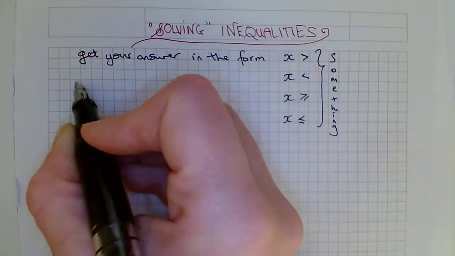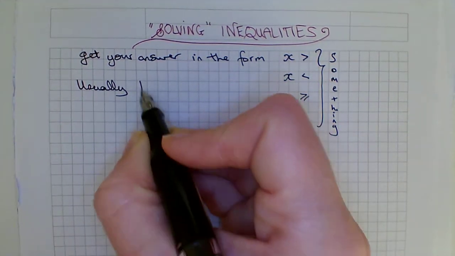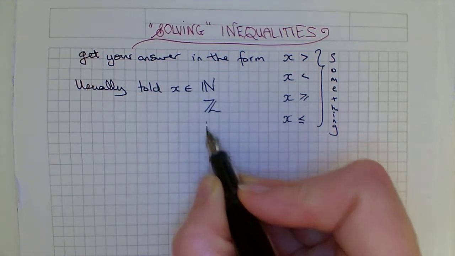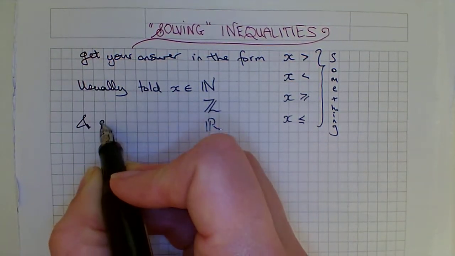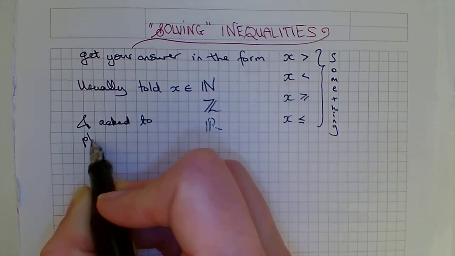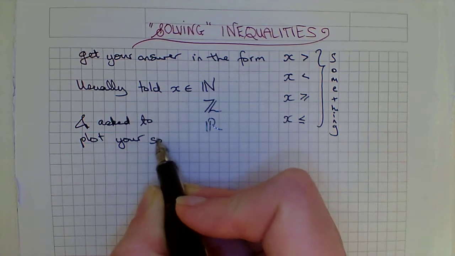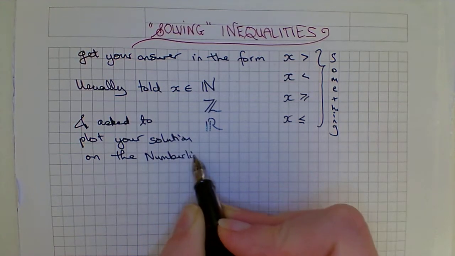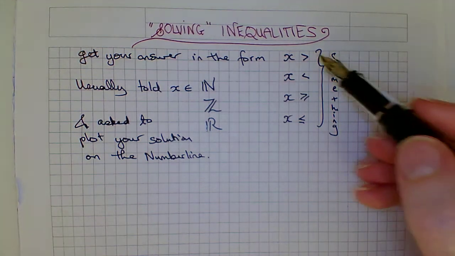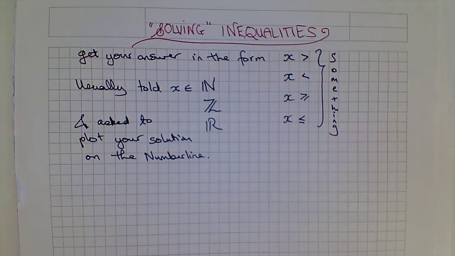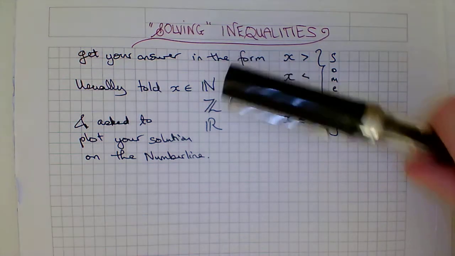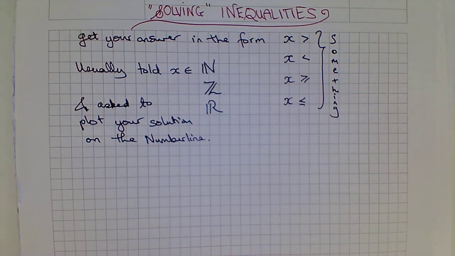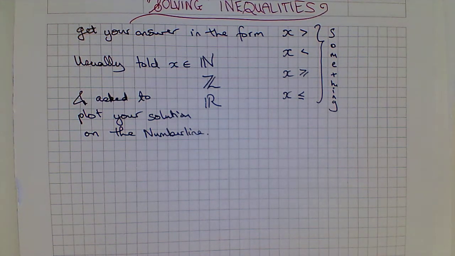And you're usually told that x is an element of either the natural numbers, the integers, or the real numbers, and you'll be asked to plot your solution on the number line. So we've learned how to do that. Once we have x in this form, we've learned how to plot one of those inequalities on the number line depending on the type of number that we're given. Okay, so when we're asked to solve an inequality, and we'll be doing a few examples of it in a minute, it's really, really straightforward.